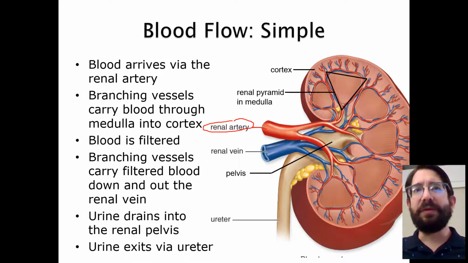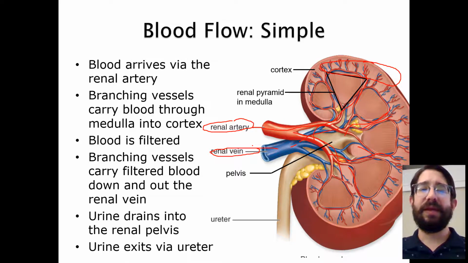So it comes in through the renal artery, and then this artery will branch and go in between the pyramids, and it will go up and into the cortex. And then the blood will be filtered, and the blood will come down over the pyramids, down through the columns, and eventually connect back into the renal vein. And now it's all clean, and off it goes. Then the urine will drain from the pelvis into the ureter.